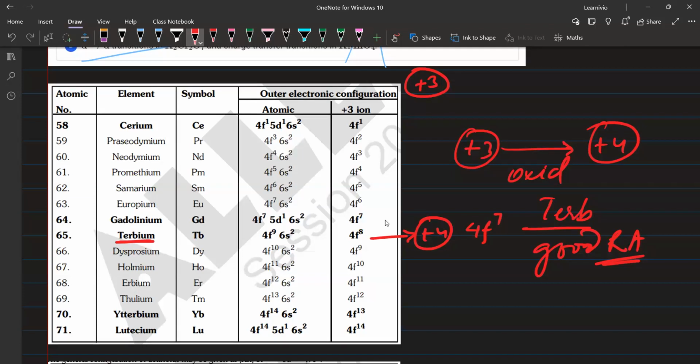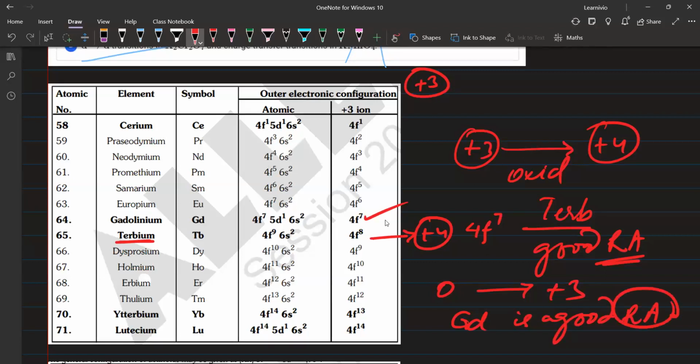Another thing is gadolinium. Gadolinium आपके पास 0 से ये +3 आसानी से चला जाएगा. ठीक है, it can go from 0 to +3 very easily, right? Because it is having half filled. That is why we can also say gadolinium is also a good reducing agent. Fine.